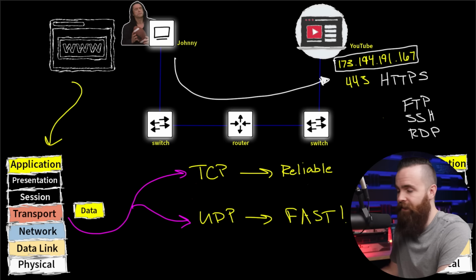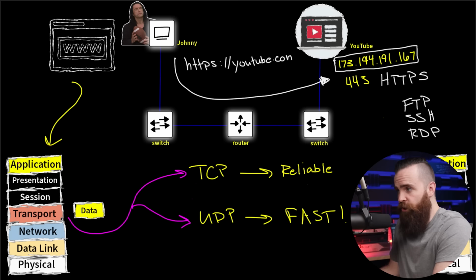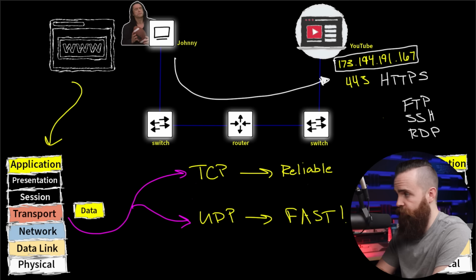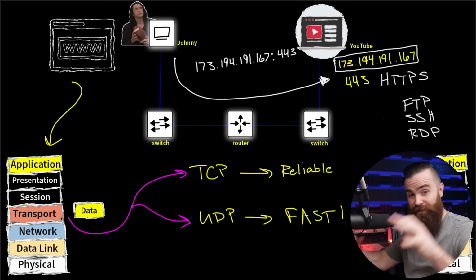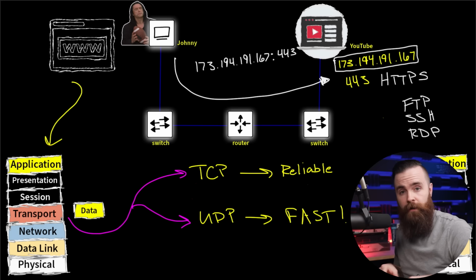So in your web browser, when you type in HTTPS YouTube.com, you're saying you want to access this server IP address on port 443. It could also look like this, the IP address with a colon after that and the port. So I want to access that server, that IP address on port 443. Those ports allow us to run multiple services on one server.